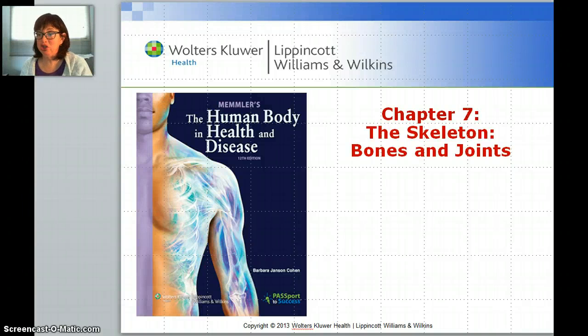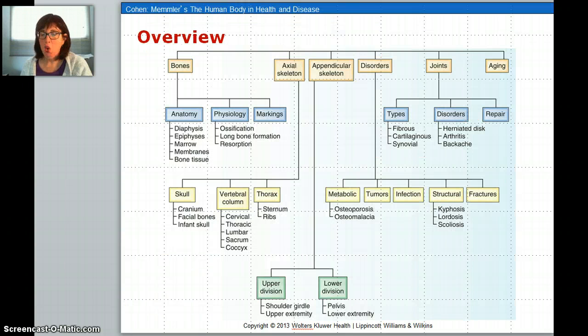Hello. In this chapter, chapter 7, we're going to look at the skeleton, the bones, and the joints. When looking at the general overview, we're going to look at the fact that the skeleton has two skeletons, the axial skeleton and the appendicular skeleton. We're going to look a little bit about the anatomy of bones.